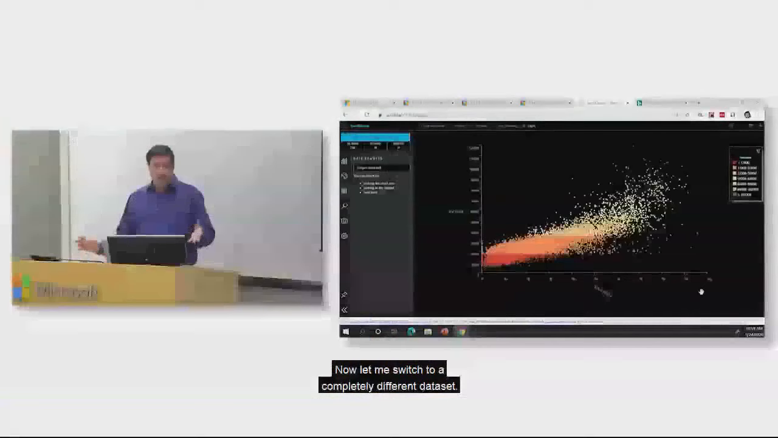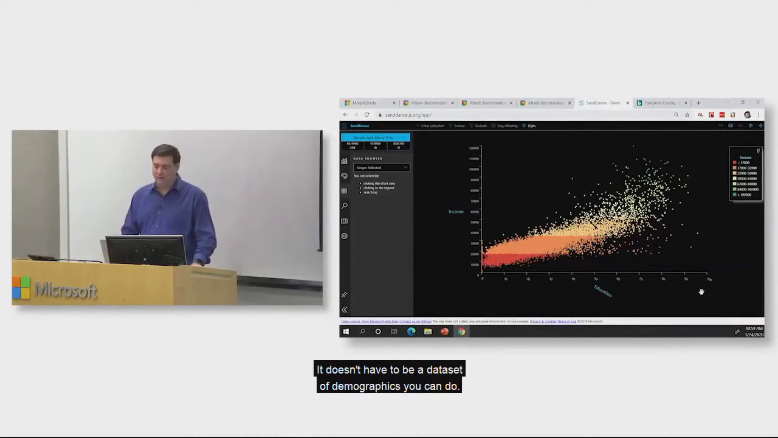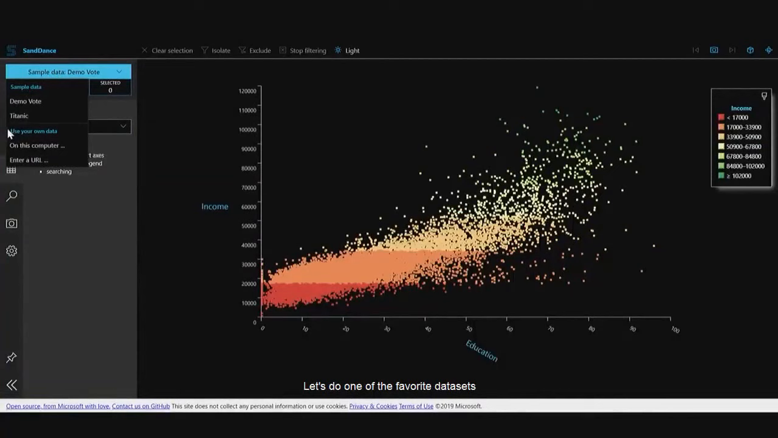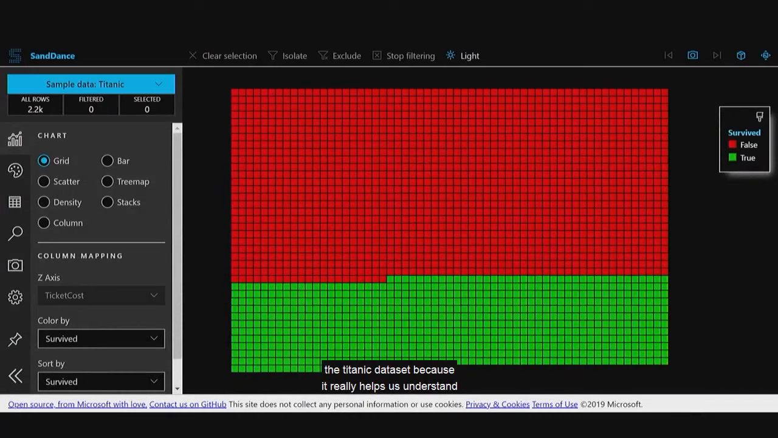Now, let me switch to a completely different data set. It doesn't have to be a data set of demographics. It doesn't even have to be a map-based demographic. Let's do one of the favorite data sets often used in machine learning, the Titanic data set, because it really helps us understand the data that's used in machine learning all the time. Let's look at it.